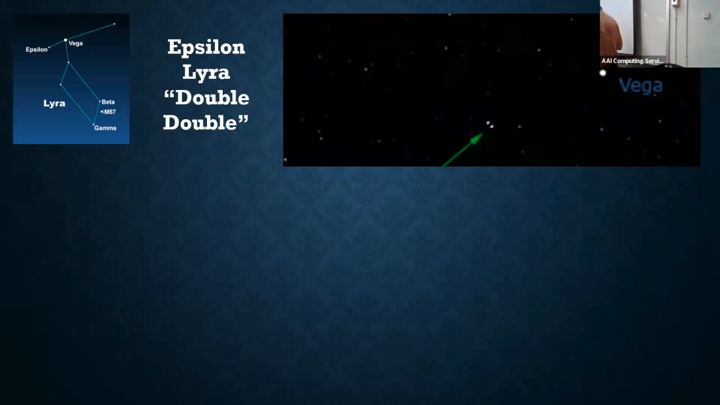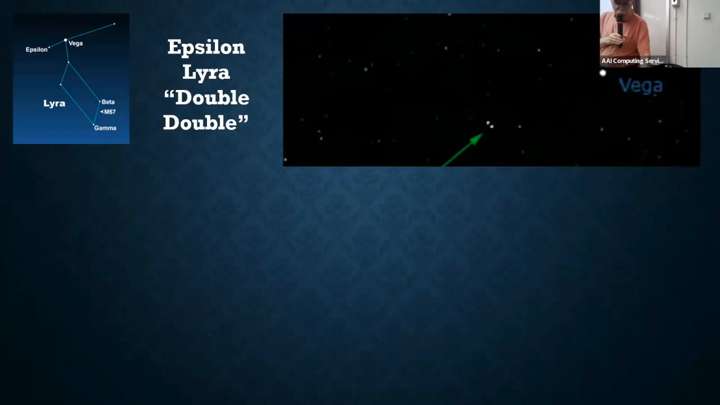The next really cool thing in Lyra is the star Epsilon Lyrae. If you can see it with the naked eye, it doesn't look very prepossessing, but if you put your binoculars on it or a small telescope, you'll see that it's actually a double star. Many of the stars that we see in the night sky are actually binary or multiple stars. That means they are gravitationally bound, so these two stars are orbiting each other.